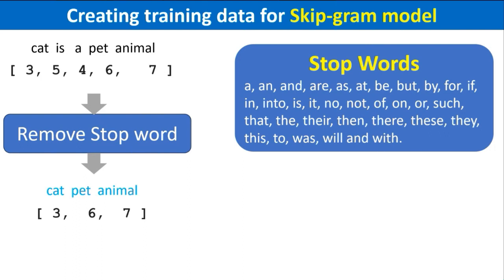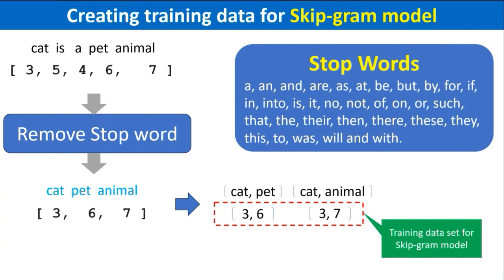After removing stop words, our sentence is cat, pet, animal, and our skipgram model training data set will look like this. That is, for the target word cat, the surrounding words are pet and animal.